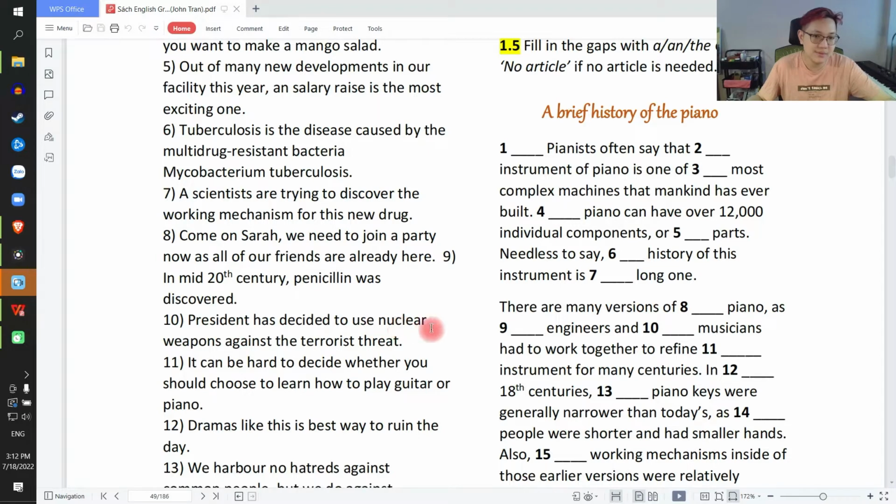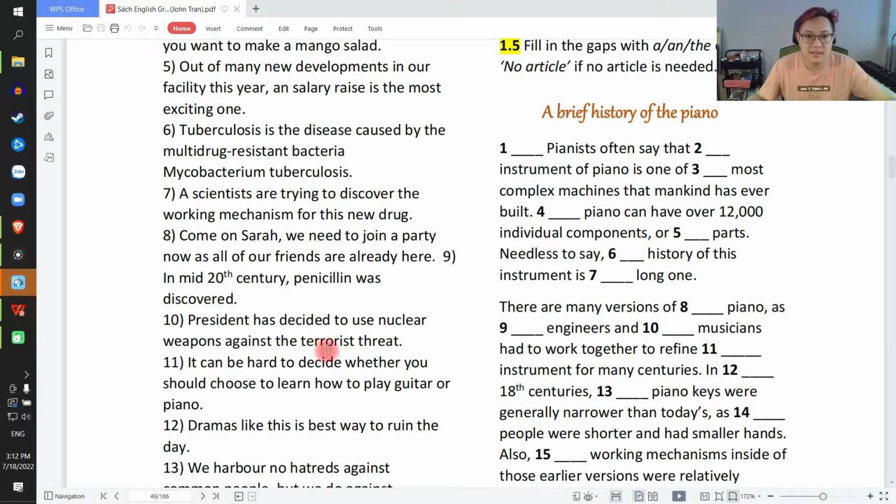The president has decided to use nuclear weapons against the terrorist threat. So in this context, nuclear weapons in general. So we don't want to talk specifically what nuclear weapons. So that's why there's no article in front of nuclear weapons.